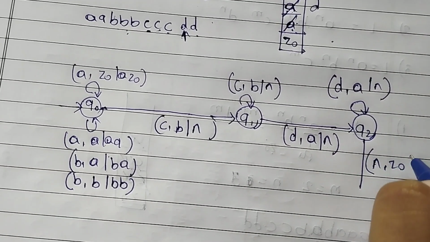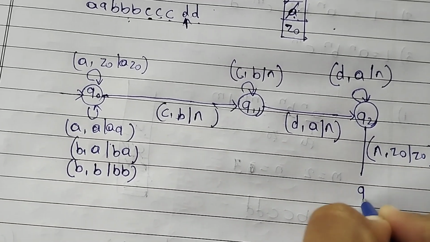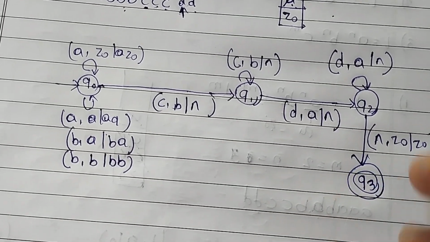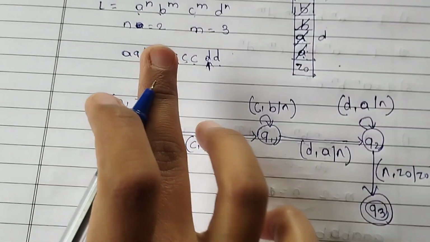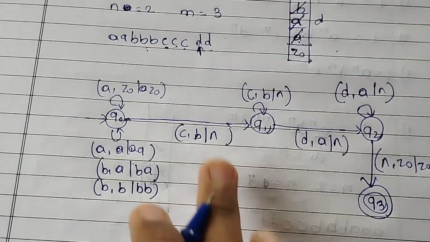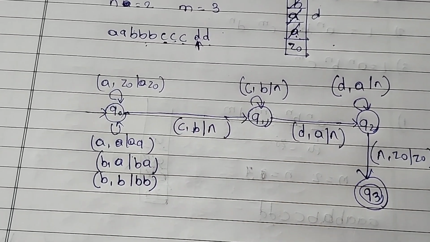Now we read null and Z0. So here we are now in final state Q3. So this is the PDA for A raised to n, B raised to m, and C raised to m, D raised to n. I hope you all get an idea about this.